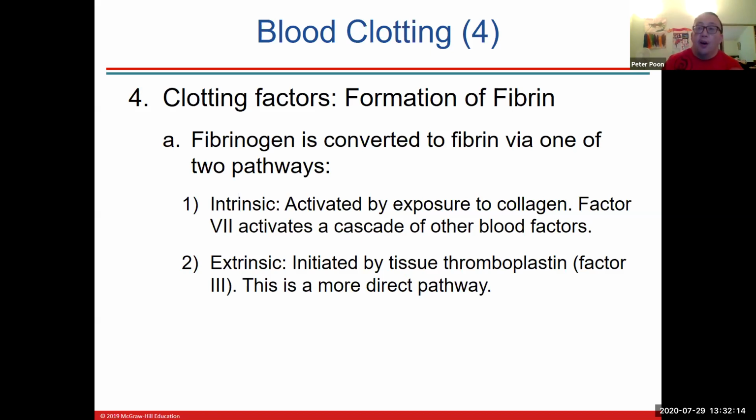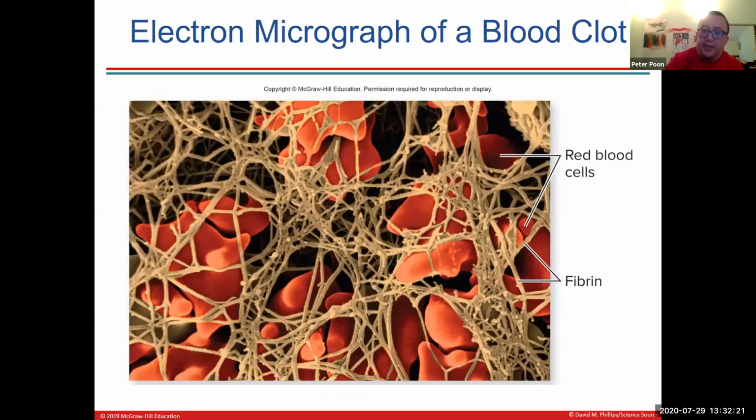All right, so the clot starts to form, but it needs fibrin. Fibrin is the big mesh that traps not only platelets, but a whole bunch of red blood cells get trapped within that mesh too, and that whole thing is your clot.